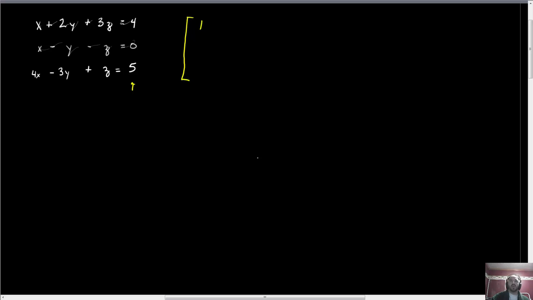So this becomes 1, 2, 3, 4, 1, negative 1, negative 1, 0, 4, negative 3, 1, and 5. Now the thing to keep in mind on this is that in this new matrix format, this is the X column, this is the Y column, this is the Z column, and this is called the augment. I'm just going to put AUG. It is not August. And so in the augment column, we're going to be looking for answers.